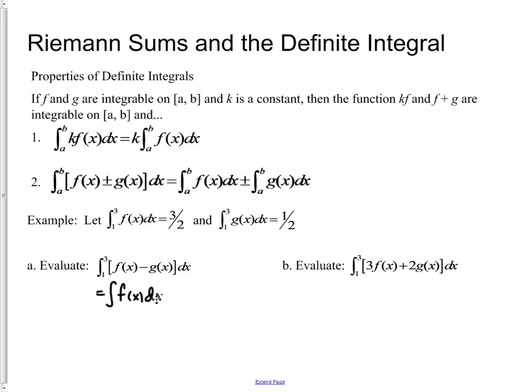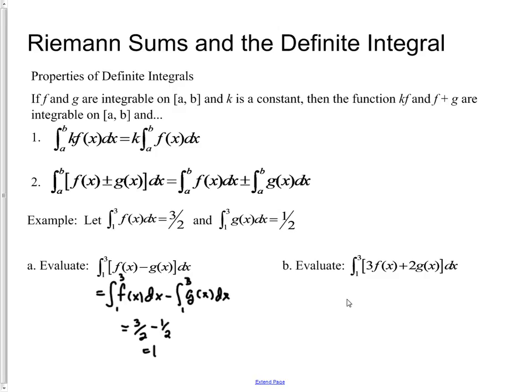and we're going to subtract from that the definite integral from 1 to 3. Again, these limits are important to us. The limits from 1 to 3 of g of x dx, and we've already been told what those values are. We're going to simply take 3 halves, subtract that 1 half, and so this value from 1 to 3 should be equal to 1.